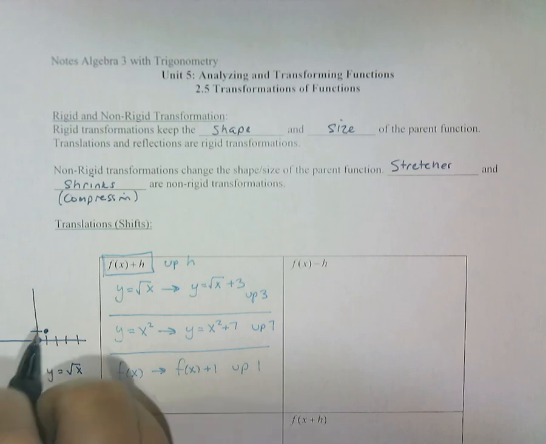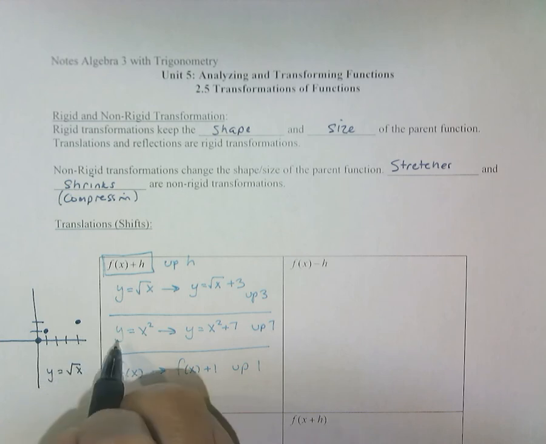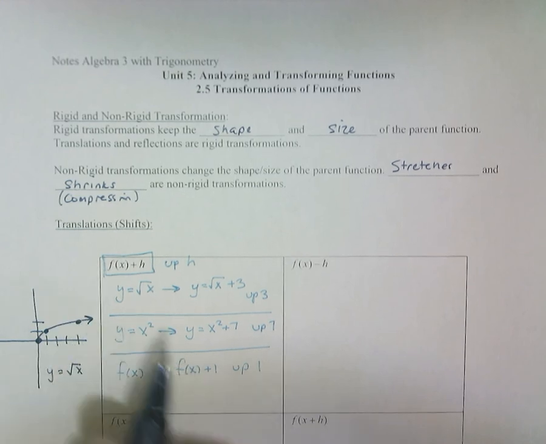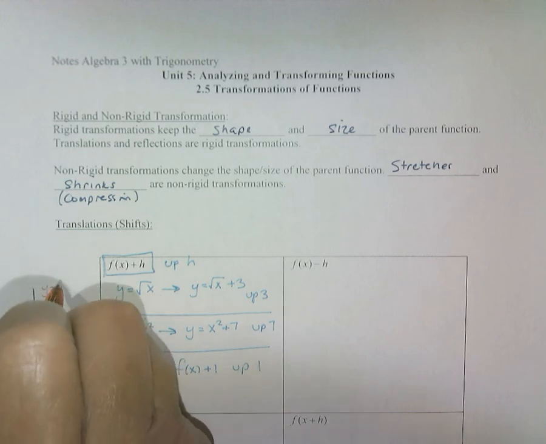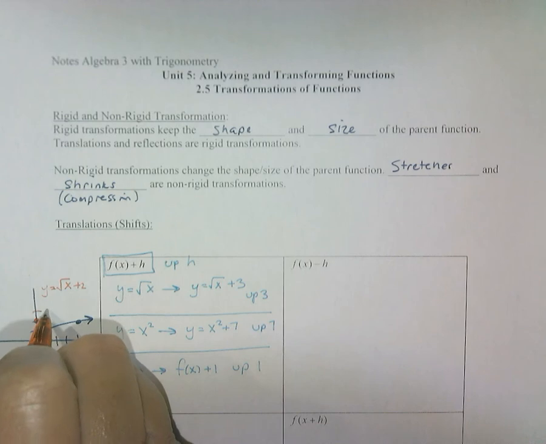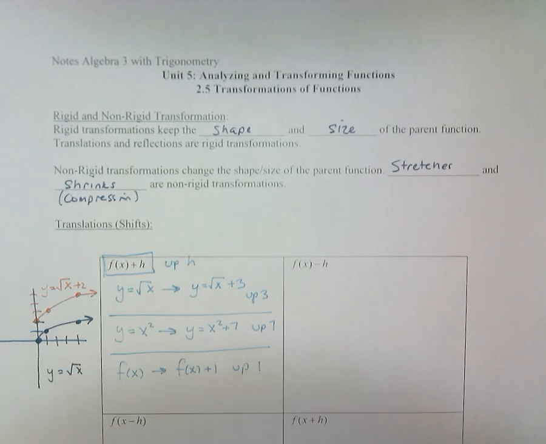The square root of 4 is 2. So I'm going to plot the point 4, 2. And then the next ones will be 9, 3, 16, 4, and it keeps going. Now if I took this and changed the graph to y equals the square root of x plus 2, I'm going to move everything up 2. So I'm just going to take this point, go up 2, take this point, go up 2, take this point, go up 2. And this is the transformation.